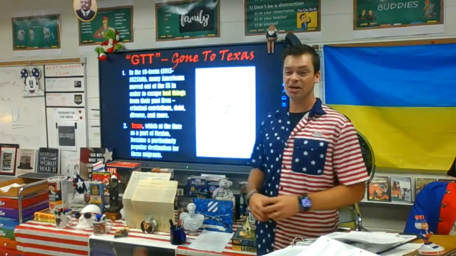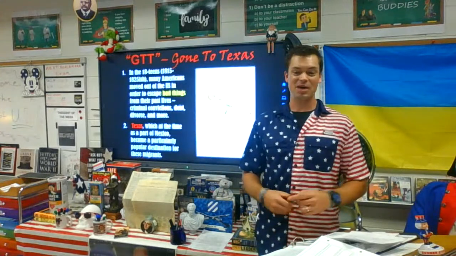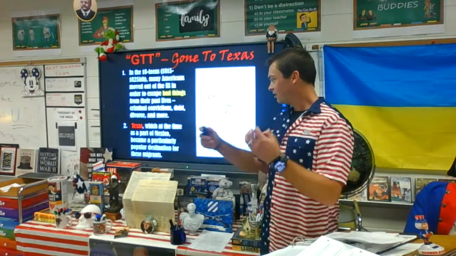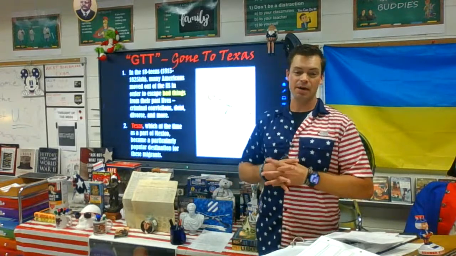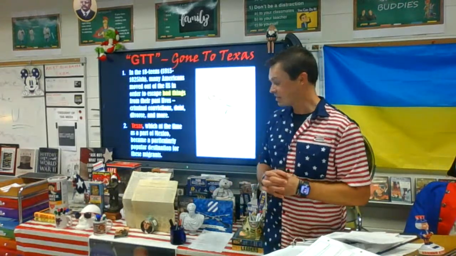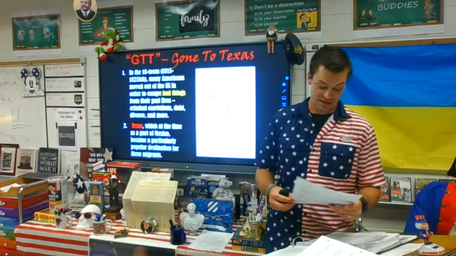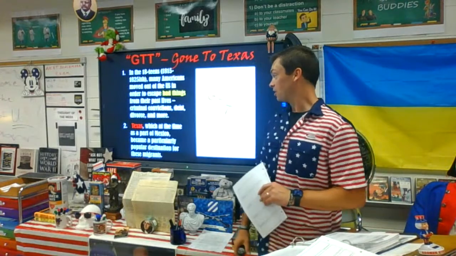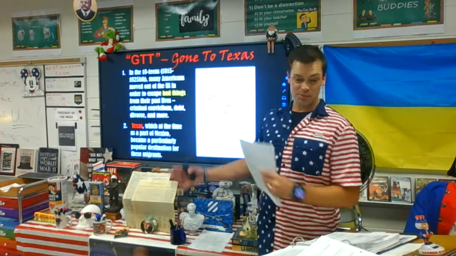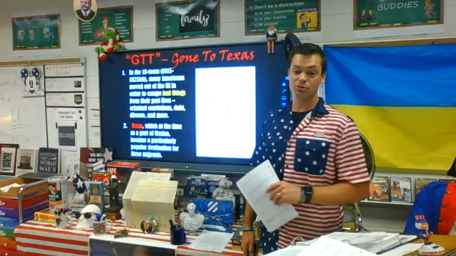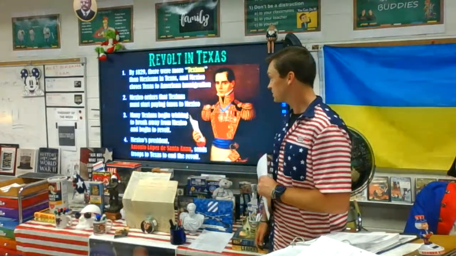And if you saw a GTT on a door frame, you knew that your neighbors had packed up and gone to Texas. So all that to say, this was a thing at the time. A lot of people were GTT, gone to Texas. Now, Texas at the time is not a United States. It is a part of Mexico, and these people were essentially migrating into Mexican territory by going to Texas.